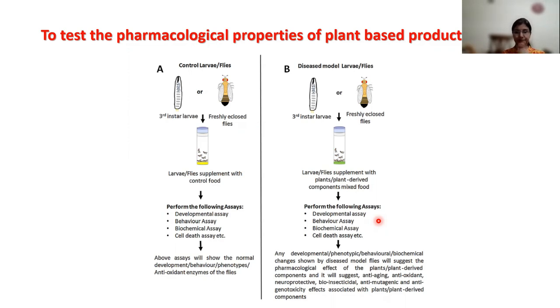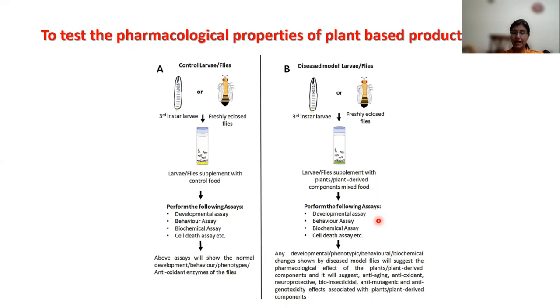Then the larvae can be allowed to feed on the mixed diet, and we can find out the pharmacological properties also. The feeding behavior is an appropriate behavioral response against supplementation. For the feeding behavior assays, we can confirm any changes in the phenotype which can be seen in the diseased fly, especially whether they have recovered from that disease, or they are properly feeding on the food or not, which they would not have done in the control flies.